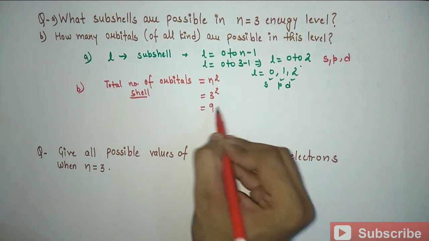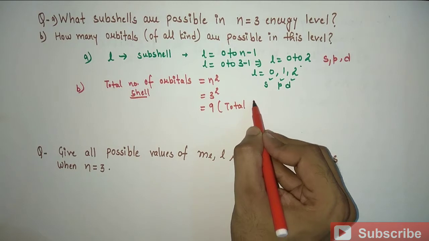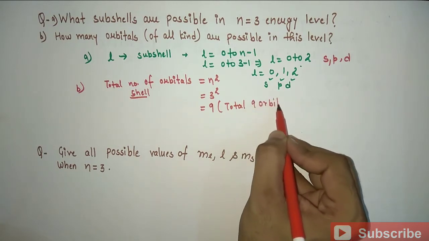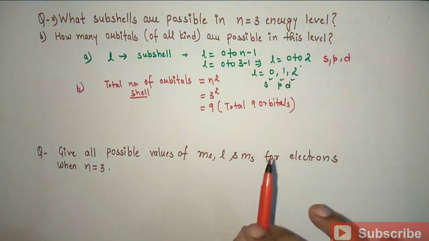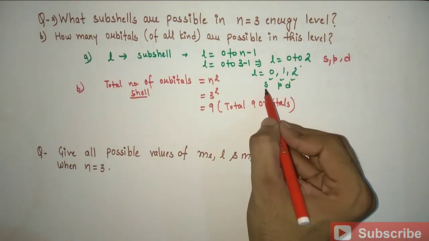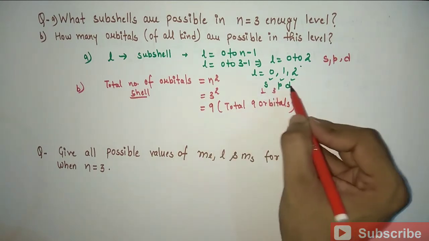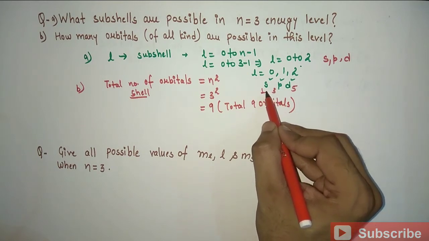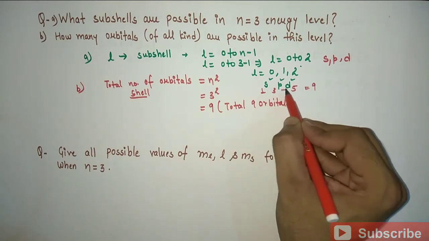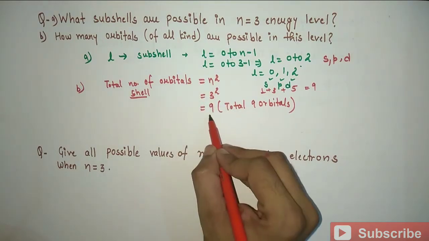So this is 9. So a total of 9 orbitals of all kinds are possible in this third energy level shell, since s will have 1 orbital, p will have 3 orbitals, and d will have 5 orbitals. So 5 plus 3 plus 1 comes out to be 9, and by the formula we also get 9 orbitals.